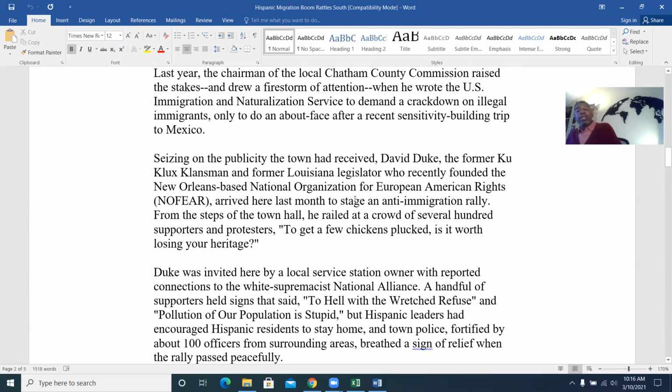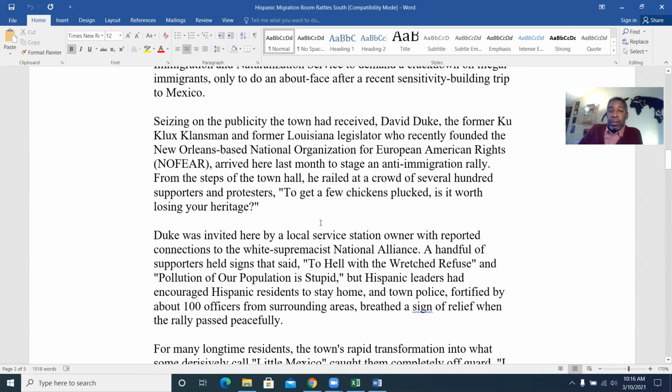Even though I'm quite sure that none of these Klansmen and Klanswomen stopped eating chicken. Right? They like to have the Latinos or Latinx come there to work in the chicken plant, but they're not gonna stop eating chicken. And here's a quote from the Klan saying, "To get a few chickens plucked, is it worth losing your heritage?" Really? Now, what happened in Tennessee and in Nashville specifically, where there was a movement to have what we call English only laws. I can probably pull that up.